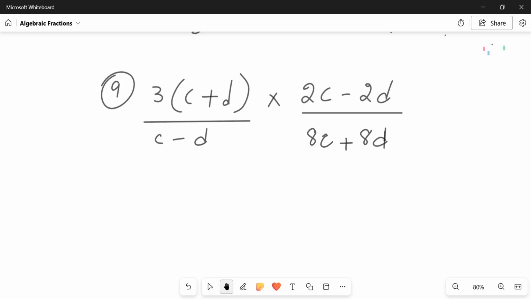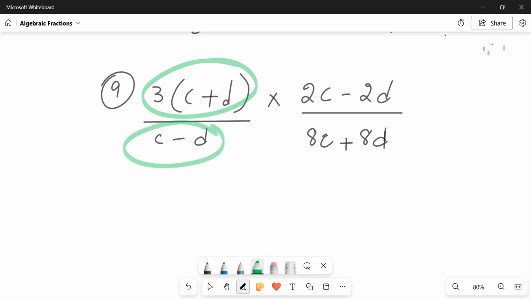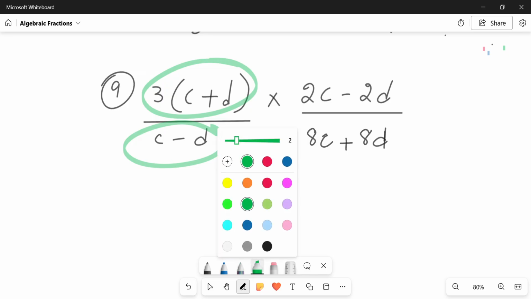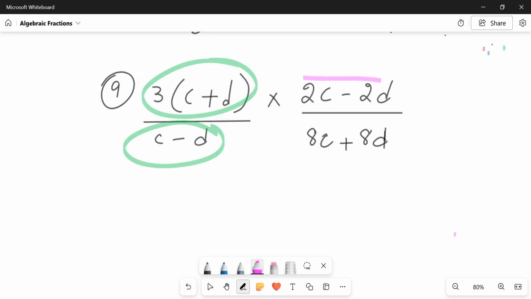right? Okay, now I'm going to solve this one. See, let's check the first one. We can't do anything. This is already in factorized form. Second one, this is also in the simplest form. We can't do anything. Yes, we need to factorize this one and the denominator one.